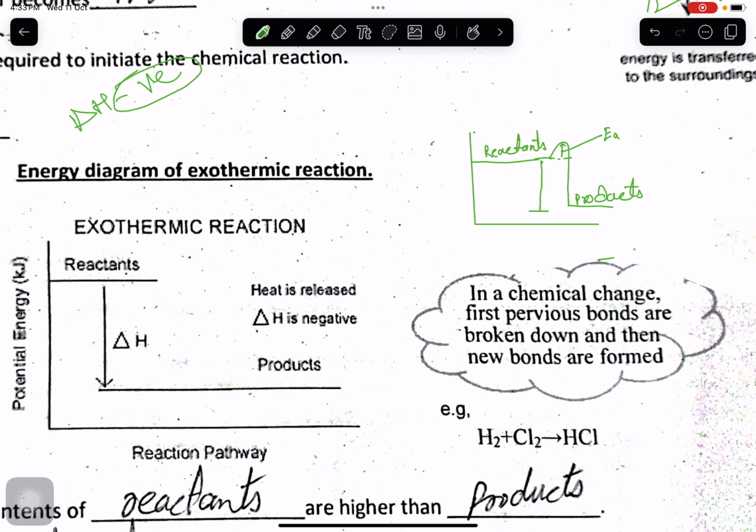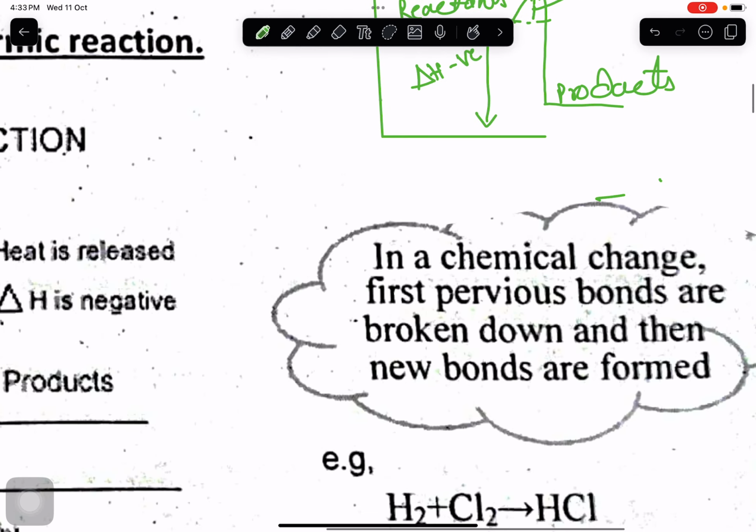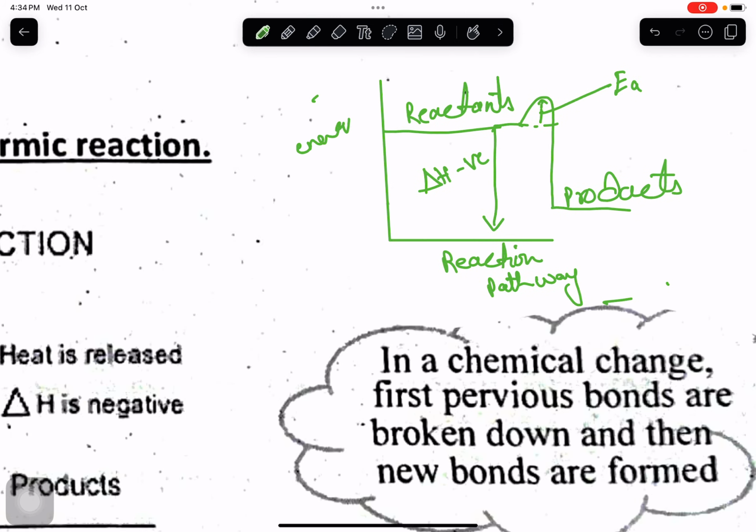This one is delta H, meaning enthalpy change, which is always negative for exothermic reactions. Okay, and here these axes are very important because the examiner asks you to label these axes. So this is reaction pathway, or you can say reaction progress, and here we have energy or potential energy, you can say.